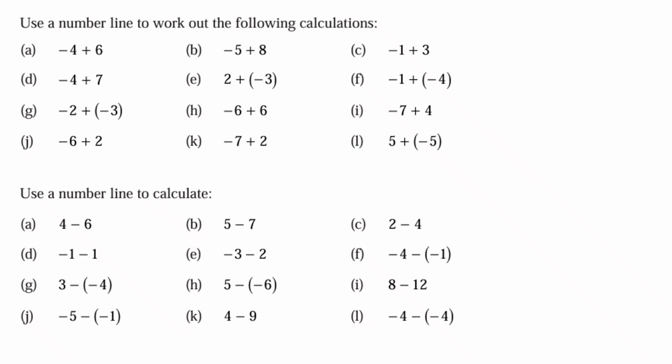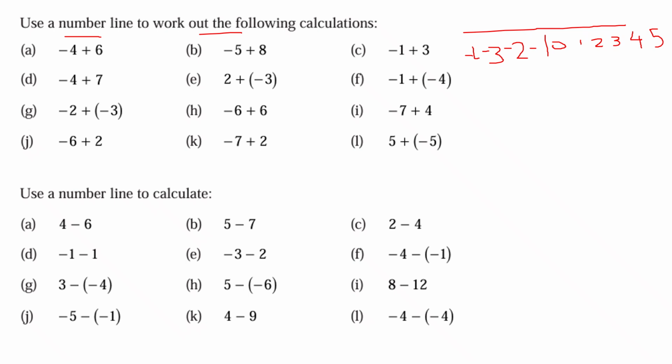Okay, folks, working with negative numbers. We use a number line to work out the following calculations. So minus 4 plus 6. Think of our number line. Let's say we've got 0 here. We've got 1, 2, 3, 4, 5, etc. Then we have minus 1 and minus 2 and minus 3, minus 4, etc.